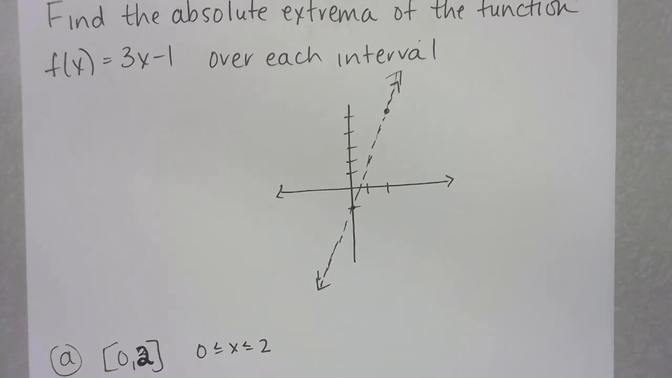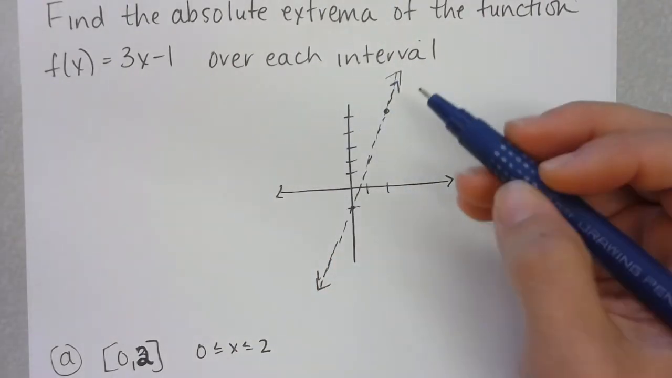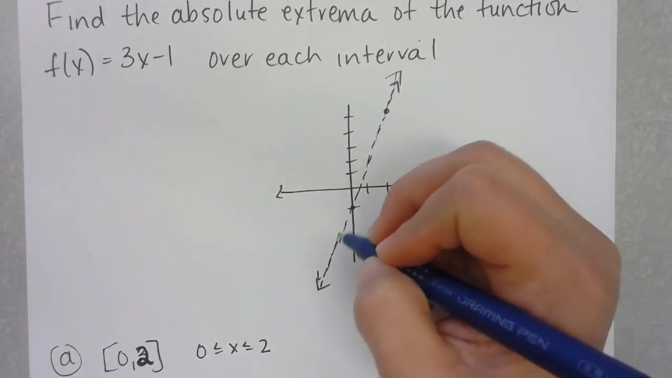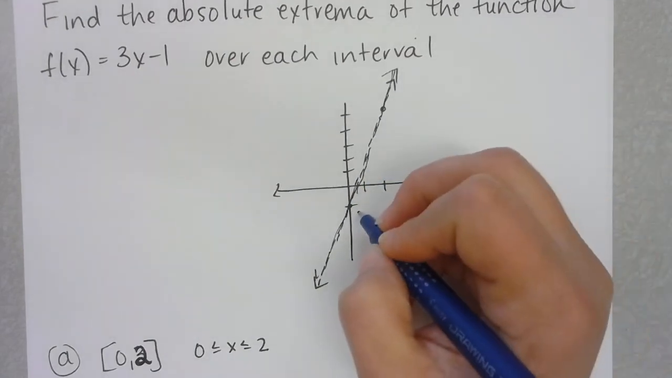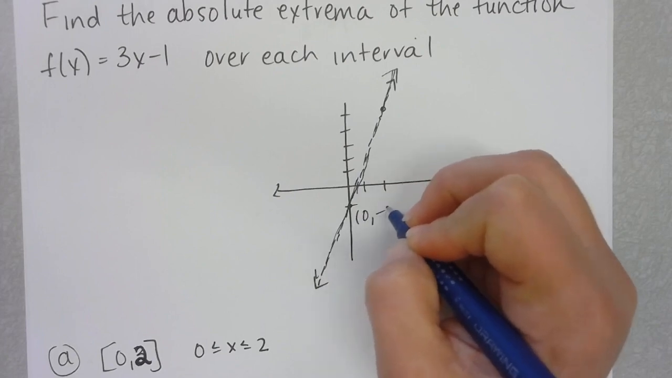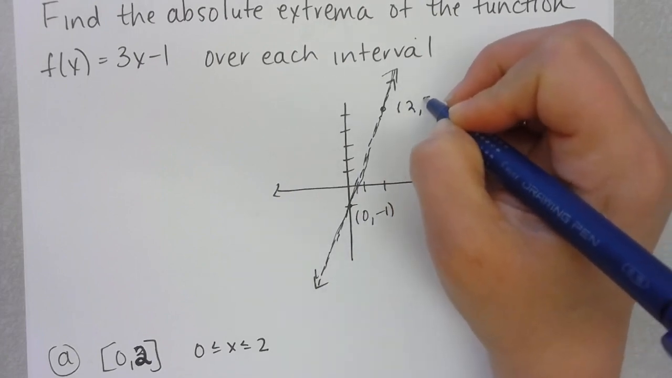So we're going to try to find the absolute extrema of the function in these different intervals. f is 3x minus 1 in each interval. So I have the graph here, right? This is a linear function, and I'm going to put some points on here. This is the point (0, -1), and this up here is the point (2, 5).